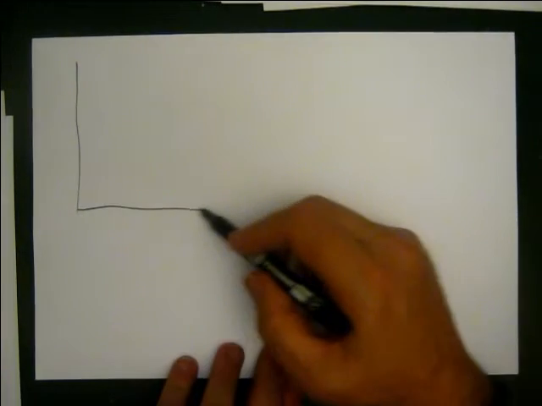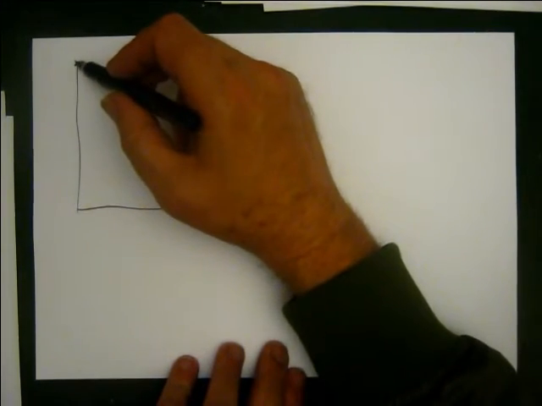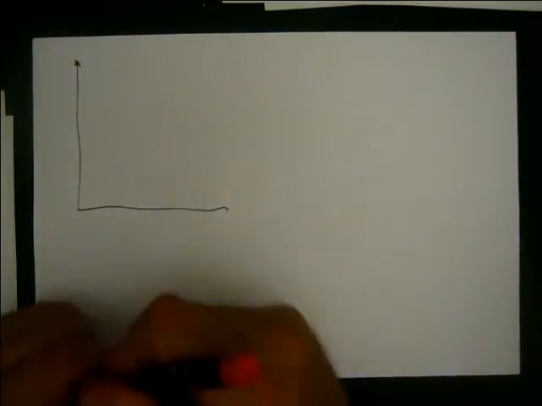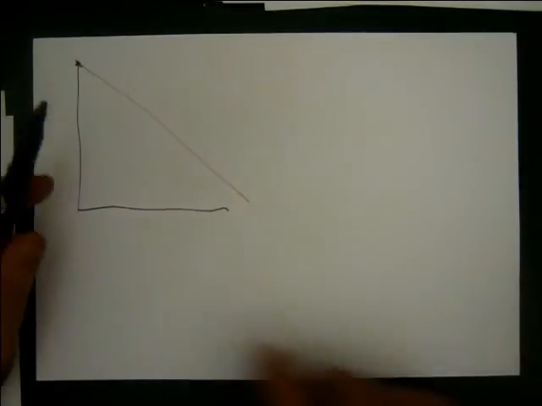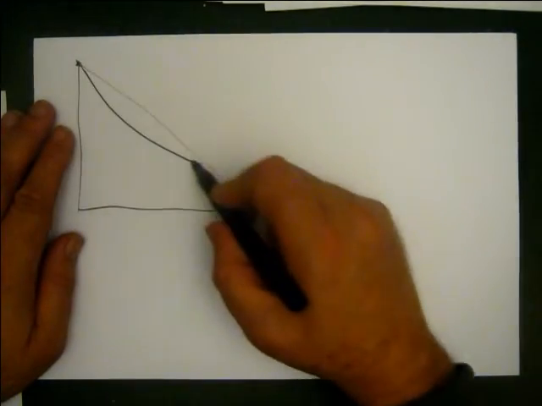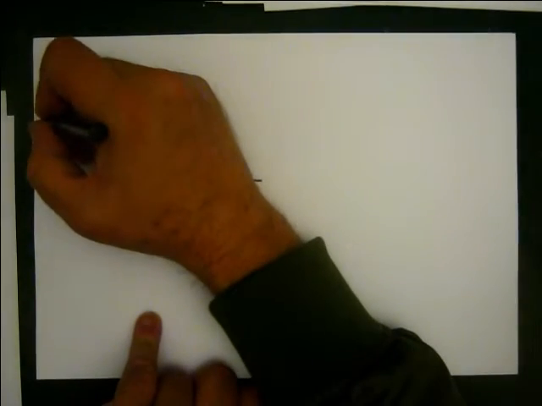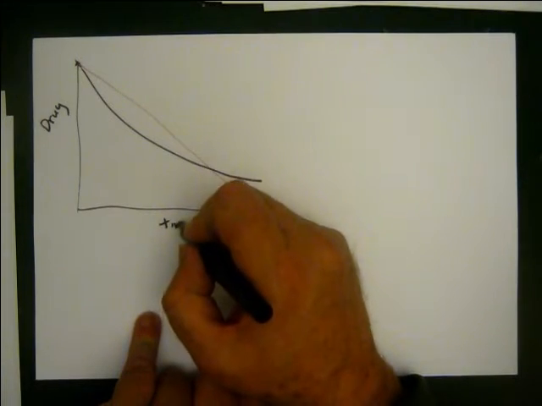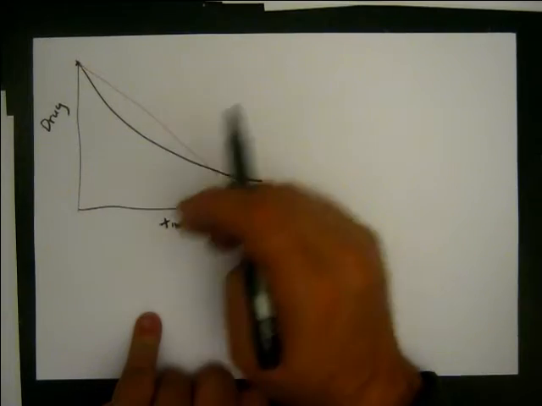If you look at the amount of drug, say you go to the hospital, they give you some antibiotics, the amount of antibiotics in your system does not decrease in a linear fashion. What it does is it decreases in a fashion like that. So drug versus time, that's a logarithmic decay, what we call a logarithmic decay curve.